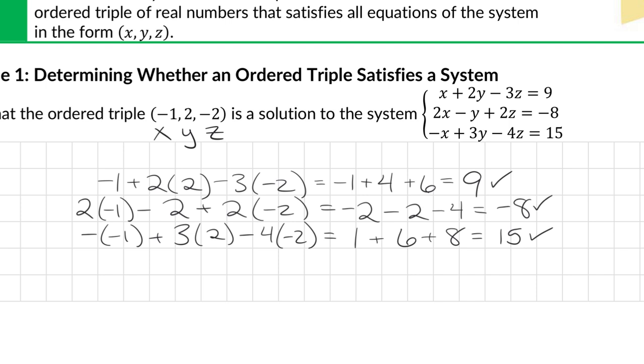If we get check marks on all three, that means we've checked the ordered triple (x, y, z) in all parts of this system of equations. That ordered triple, that place in 3D space, is the location where the planes that represent these different equations intersect. Cool? Now, how do we actually go from being given the equations to solving them?